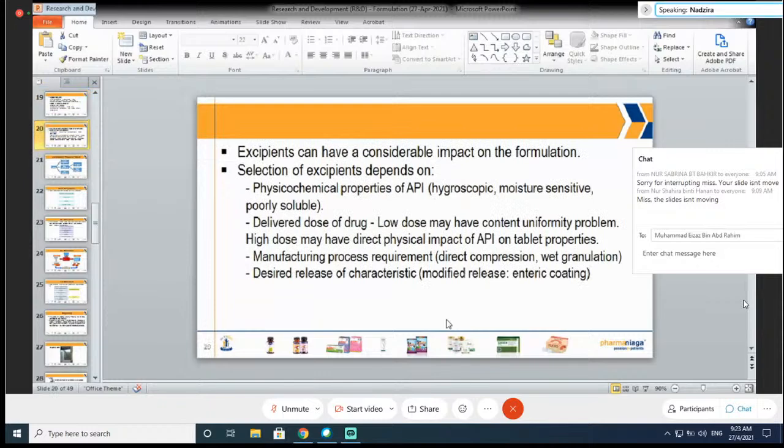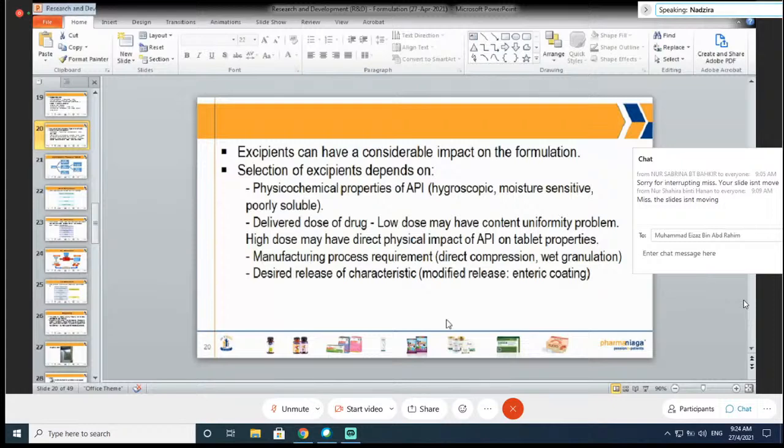So excipients can have a considerable impact on the formulation. Therefore, it is very important to select a suitable excipient grade. The selection of the excipients depends on several factors. First is the physicochemical properties of the API, whether it is hygroscopic, moisture sensitive, or poorly soluble.